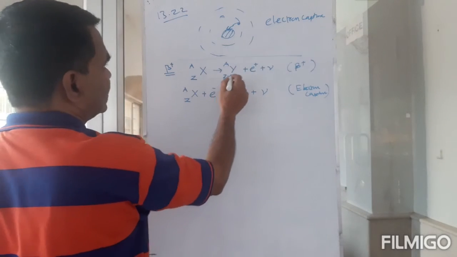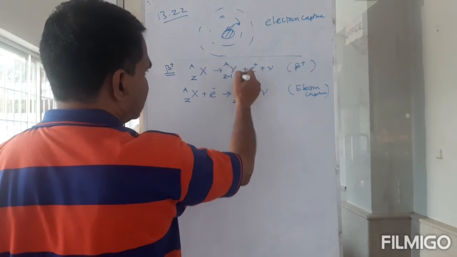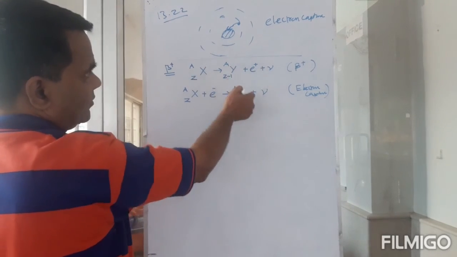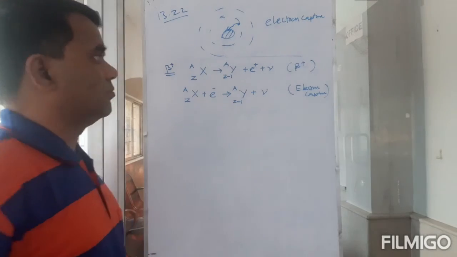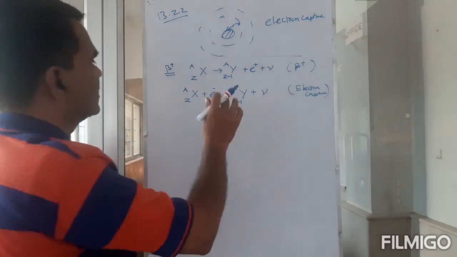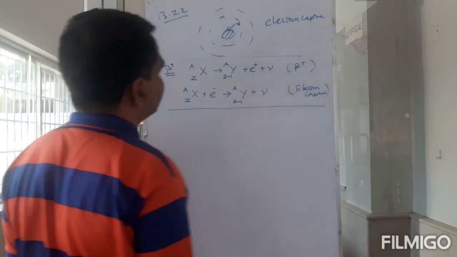Notice that in both the processes, the element changes. X becomes Y with the same mass number, but the atomic number changes. Okay. So now let us look at it from the energy perspective.